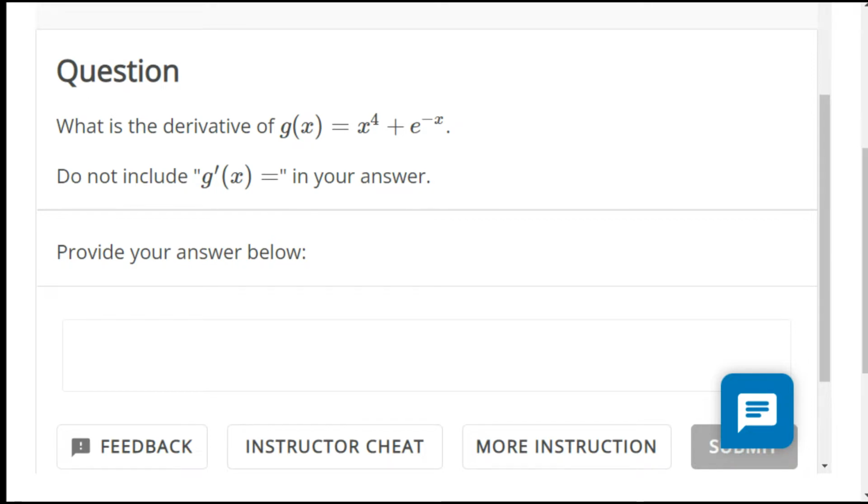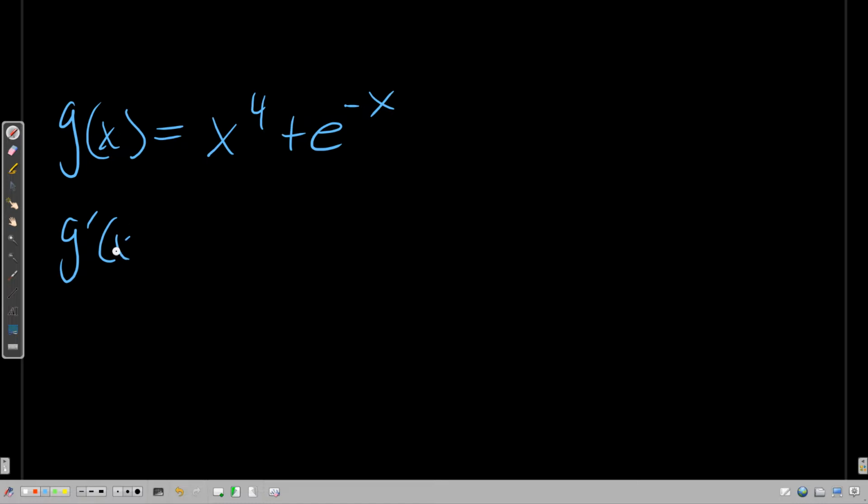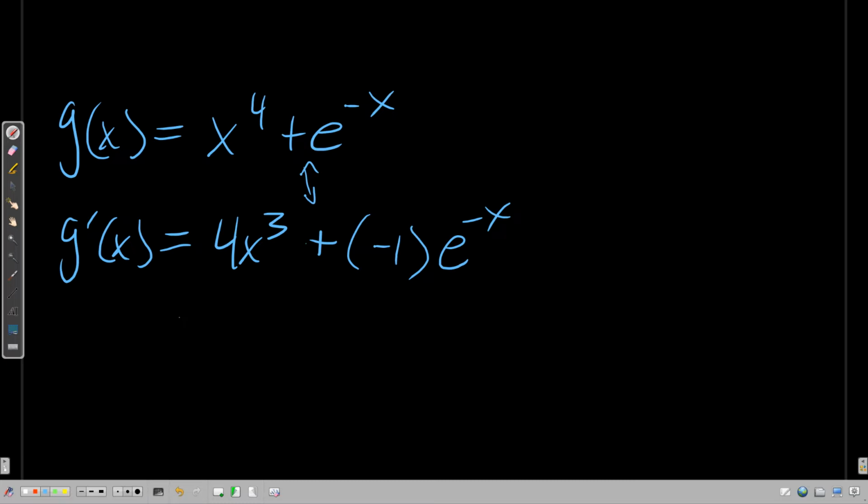We could just type out our answer here, but I'll go ahead and work it for you since I cheated on the last one and it didn't work. G of x is x to the 4th plus e to the minus x. G prime has got to be 4x cubed minus e to the minus x. Here's my plus sign, it's that same plus sign, and then the derivative of minus x is minus 1, and then e to the minus x. So that's how we get 4x cubed minus e to the minus x.